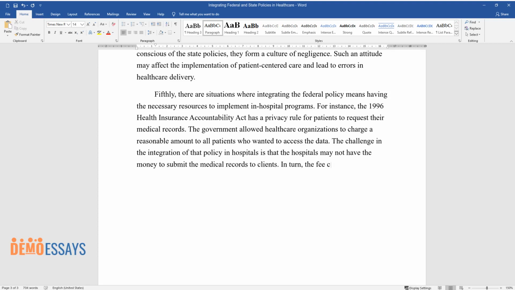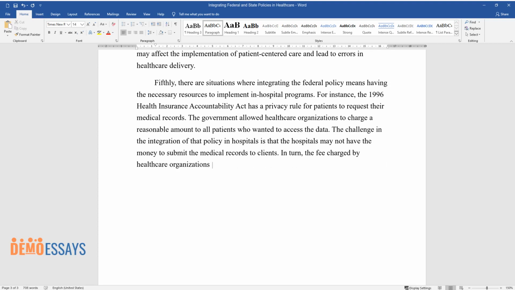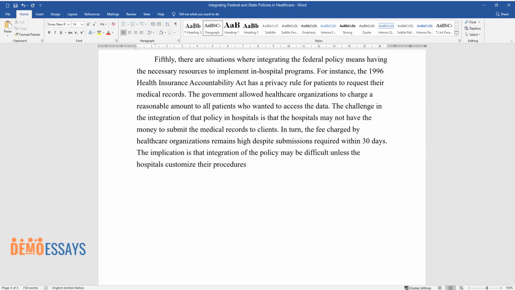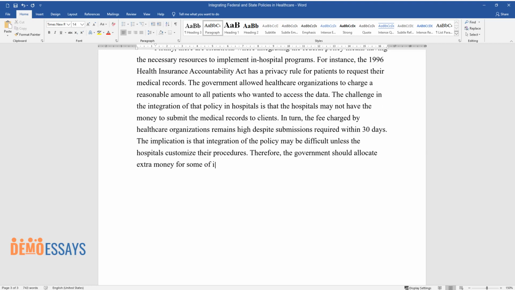In turn, the fee charged by healthcare organizations remains high despite submissions required within 30 days. The implication is that integration of the policy may be difficult unless the hospitals customize their procedures. Therefore, the government should allocate extra money for some of its policies that require massive investments.